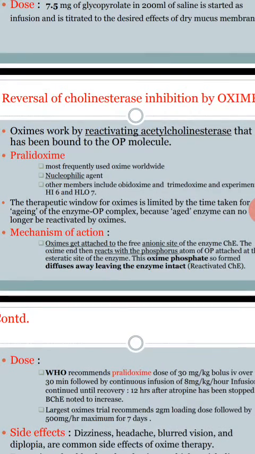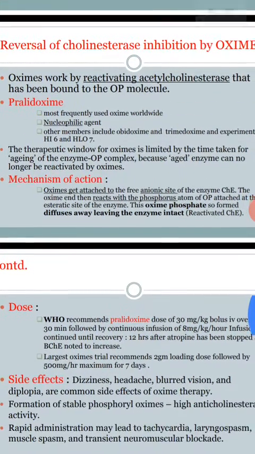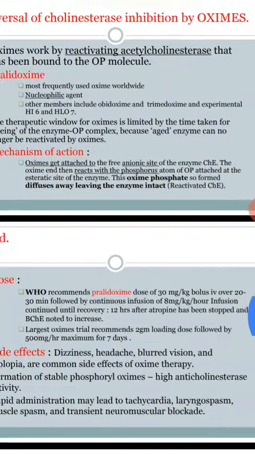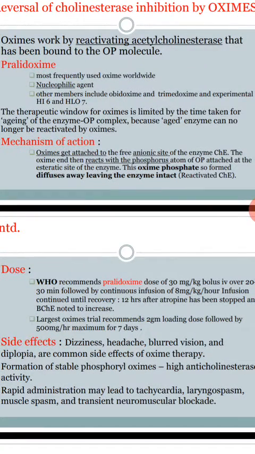So oximes, mechanism of action. Oximes are generally useful if administered within a short span of time. If you take more time, because of the enzyme-organophosphorus complex aging, the aged enzyme can no longer be reactivated by oximes. So if the time between the poisoning and the administration of oxime is long, the efficacy of oximes will be doubtful.